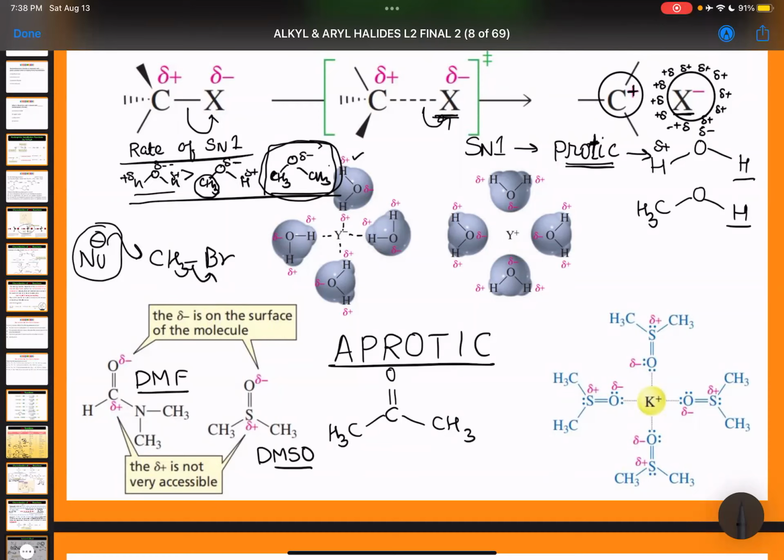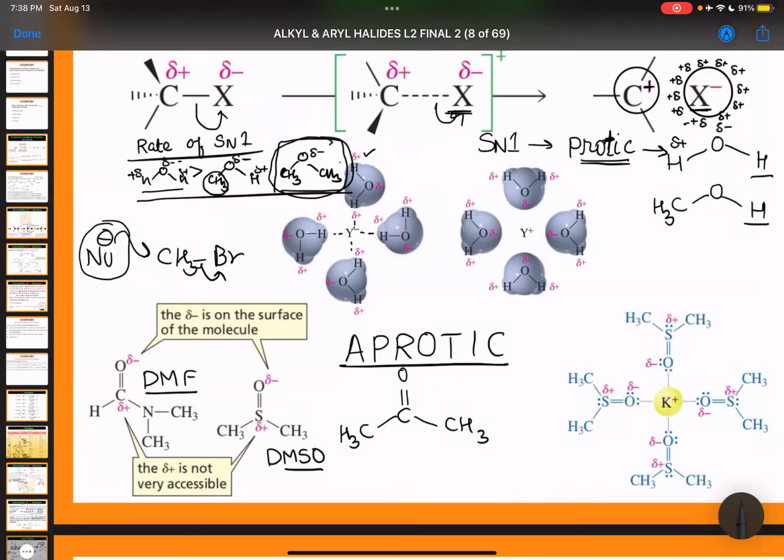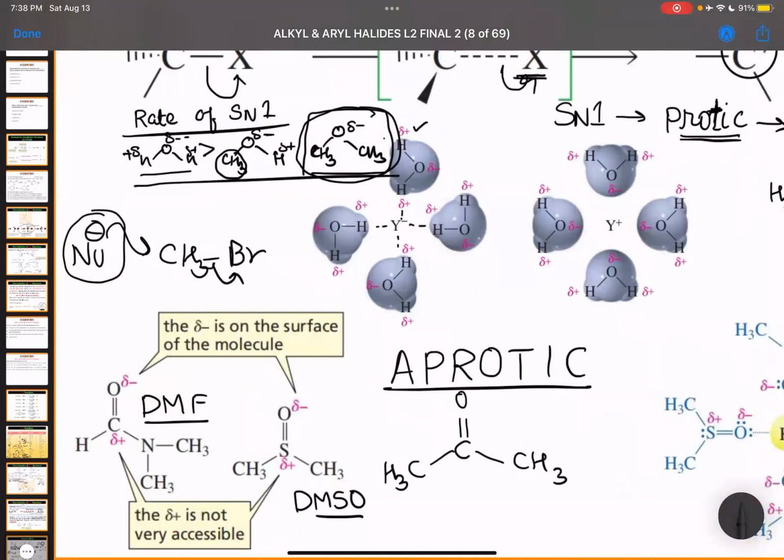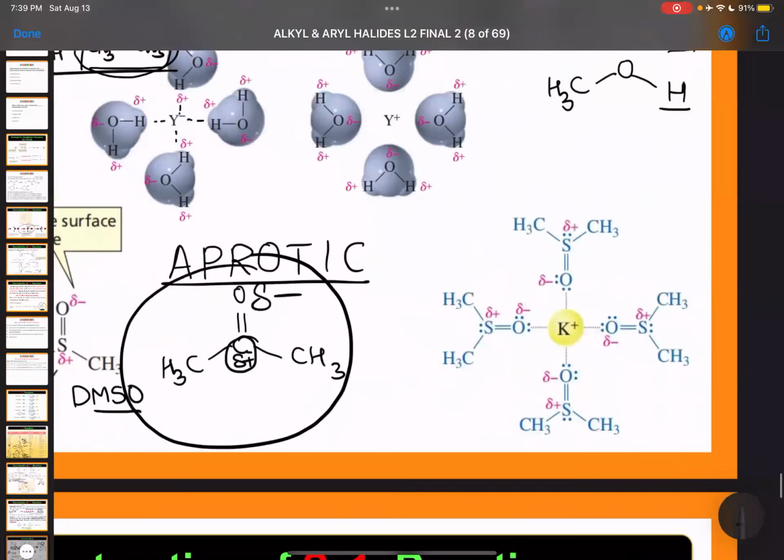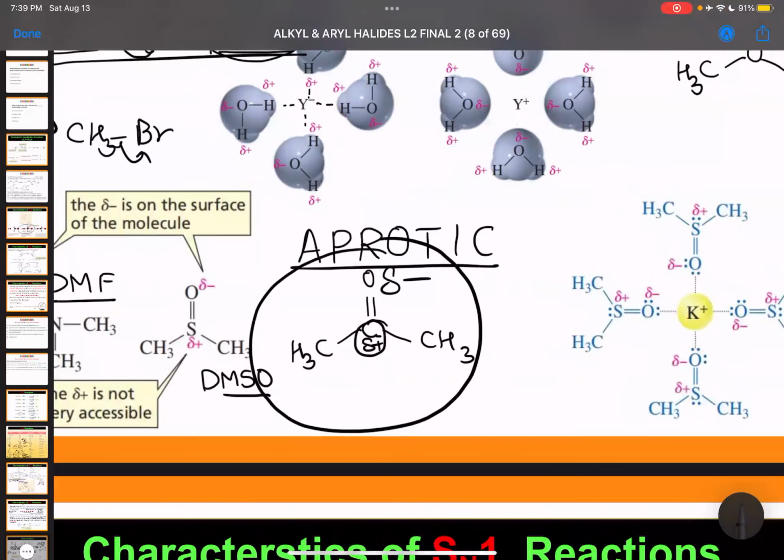So the rate of SN2 is not favored. SN2 reactions are not favored in protic solvents. SN2 reactions are favored in aprotic solvents like this. They have a negative charge. The plus charge is there, but it is of no use because it is inside. So you can think that it is a negative charge. Look here. It is a sea of negative charges.